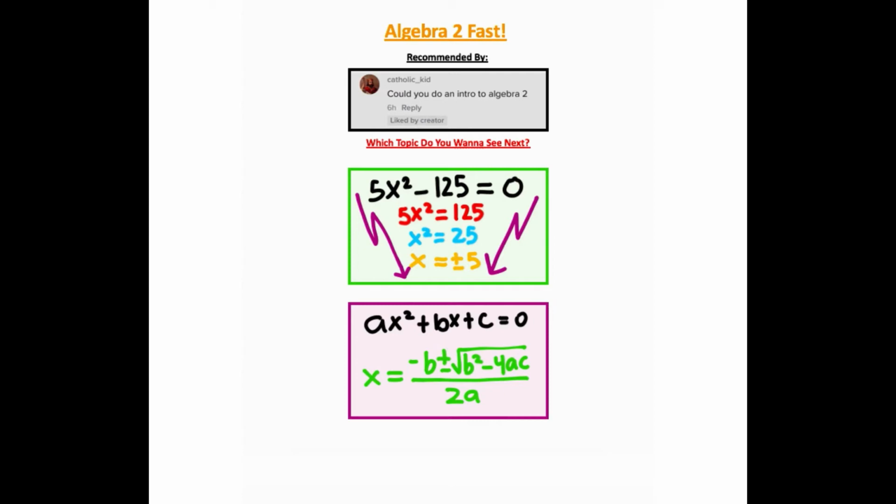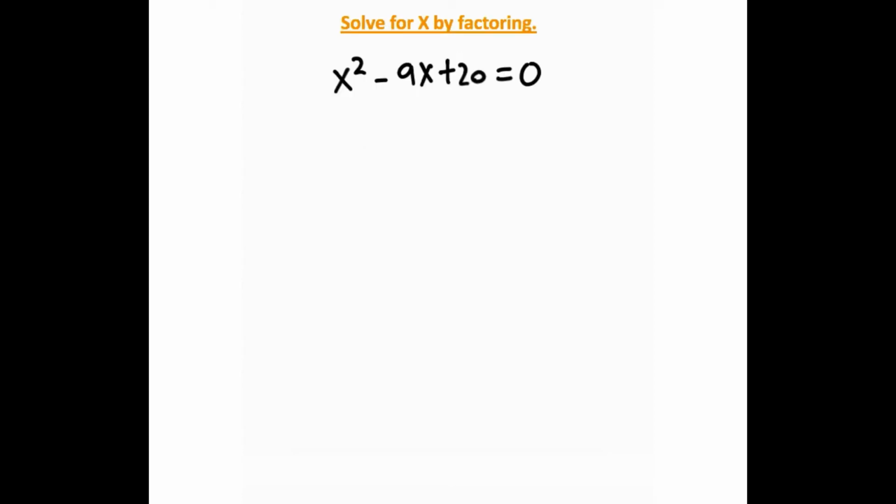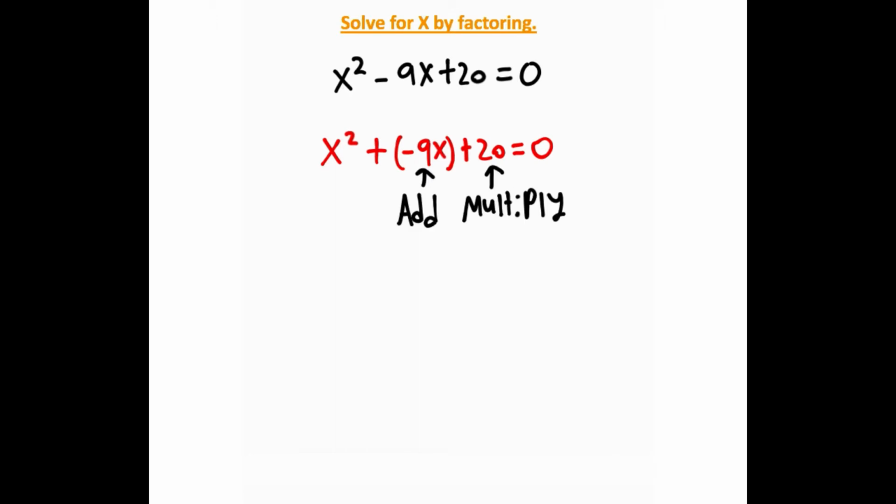How fast can I explain the basics of Algebra 2? Let's find out. Now, let's say we want to solve this expression here by factoring. So the way that I can factor, well, first I'm going to take that minus 9x and make that plus negative 9x. And the way that I can factor this is by figuring out what adds to equal negative 9 and multiplies to equal 20.